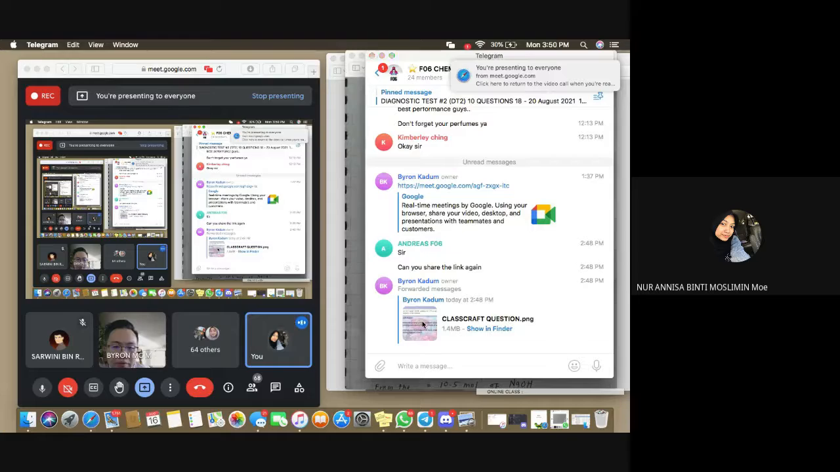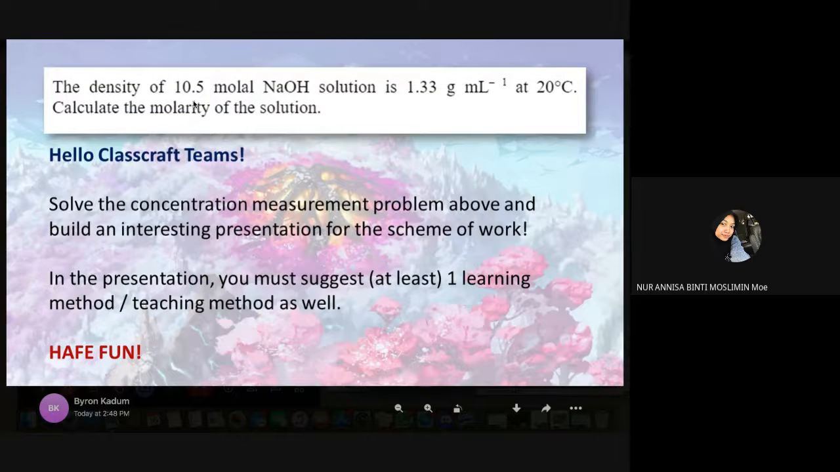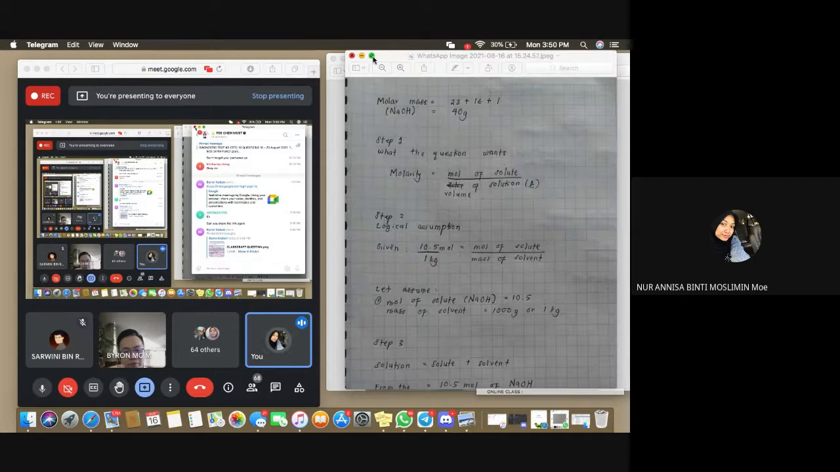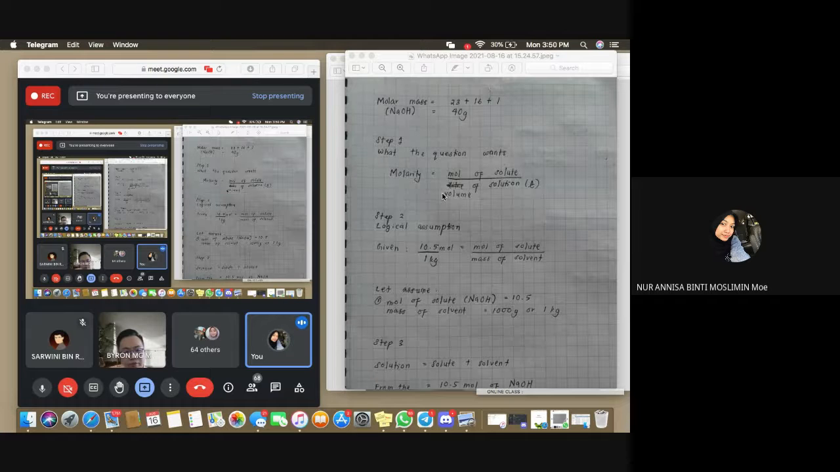Okay, so for the question: the density of 10.5 molar NaOH solution is 1.33 g/mL at 20 Celsius. Calculate the molality of the solution. From our team, we have some tips to remember the difference between molarity and molality. For molarity, we use capital M, while for molality, we use small m, because molality has an 'l' in it, which can stand for liter, so small m. That is the tip from our team.